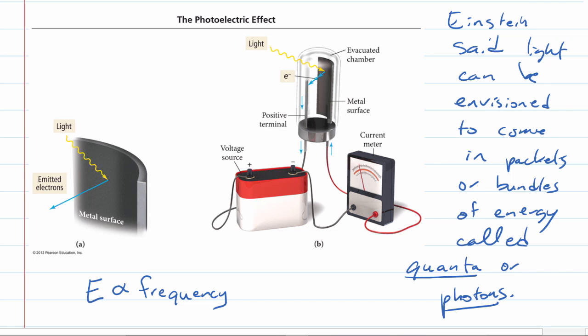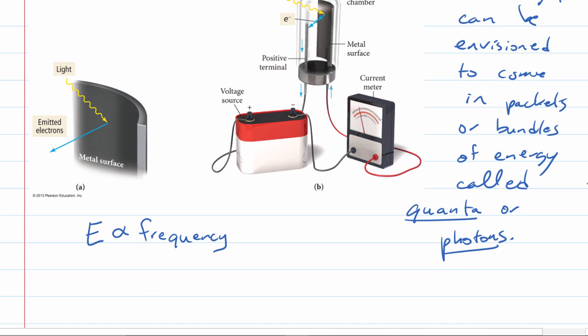Now, I heard from the morning class that you had not seen this symbol before. This symbol, when you write it like this, stands for is proportional to, or is directly proportional to. So what that means is, if we were to double the frequency, we would double the energy. That's what this means.